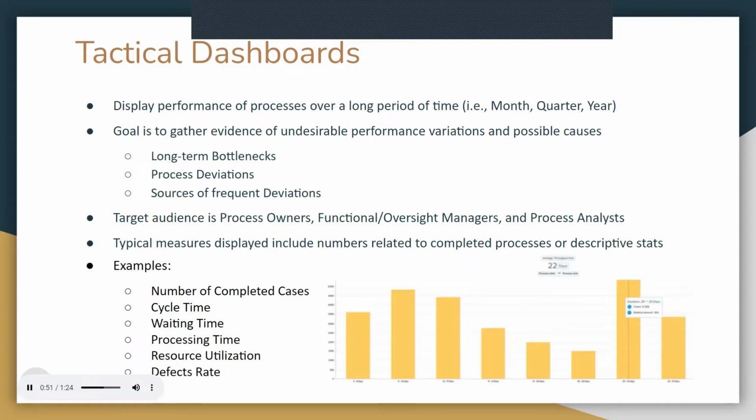And some typical measures displayed include numbers related to the completed processes and/or descriptive statistics. Again, medians, modes, means. Some examples below are the number of completed cases, cycle times of processes, any waiting times that happen between, defect rates that can happen when the process runs, and even resource utilization. And a very common depiction is seen here on the right in the form of histograms.